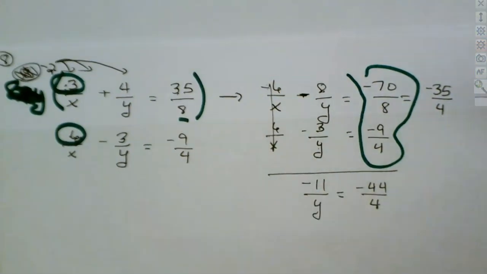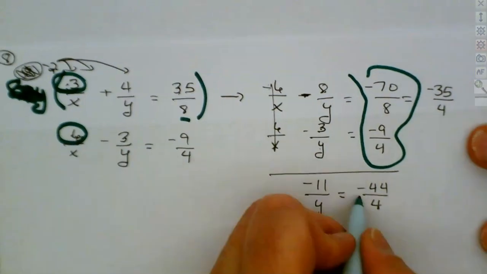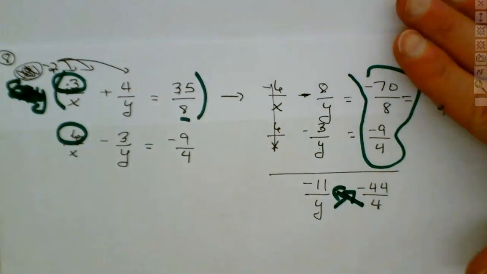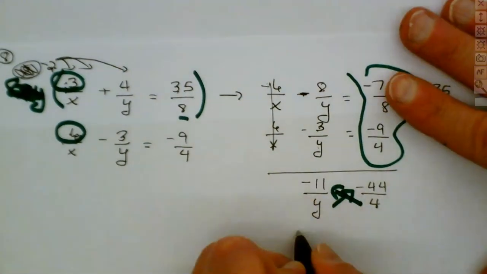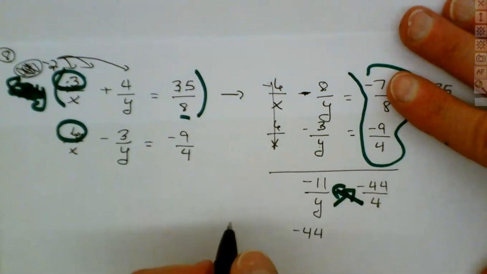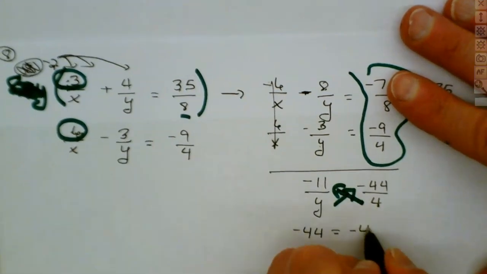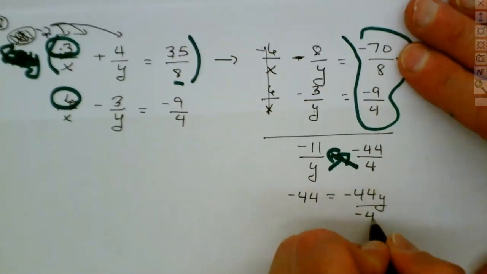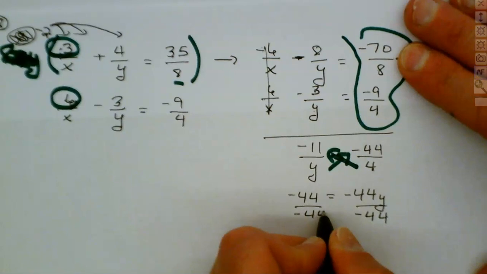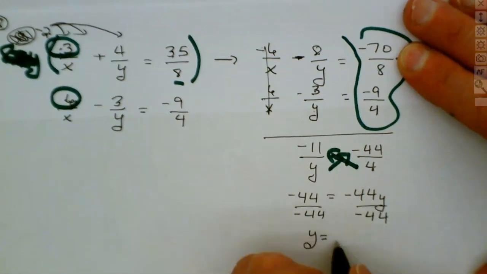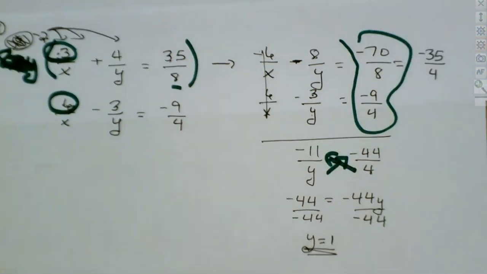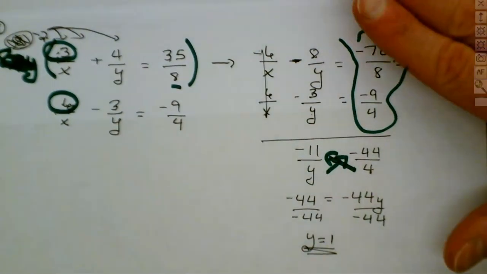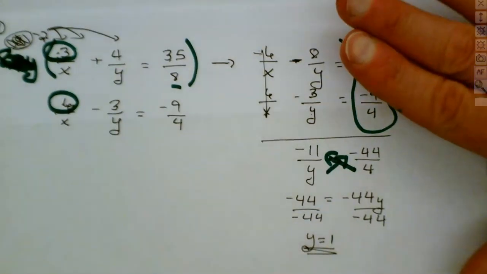How would we solve it for the y here? Cross multiply. And we'll do that real quick here. And we end up now with, when we cross multiply, a -44 equals a -44y. Divide by your -44. And y equals then 1. How do you get the other piece? Plug it back in. So I'll do that real quick here. Let's plug that 1 back in for the y. It's going to be really easy.